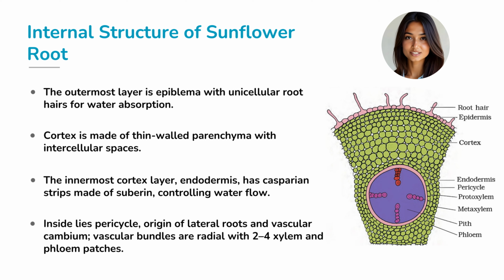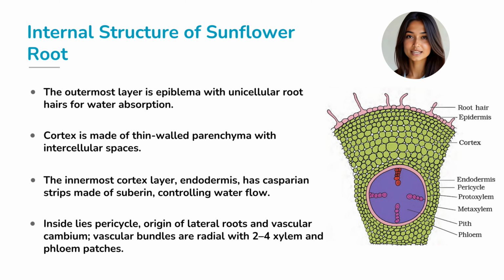At the outermost layer, we find the epiblema. Some of its cells grow out as fine, unicellular root hairs. These tiny hairs, though invisible to the naked eye, absorb gallons of water and minerals from the soil every day. Moving inward, the cortex is made of parenchyma cells with air spaces for diffusion.